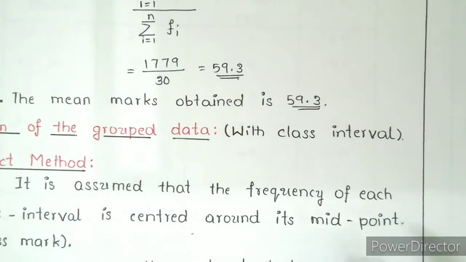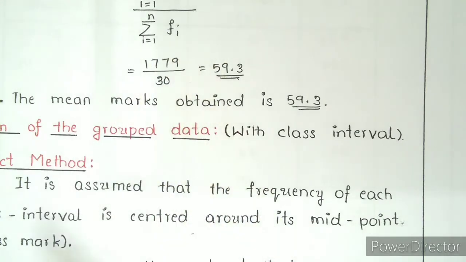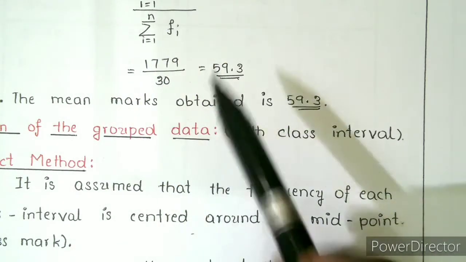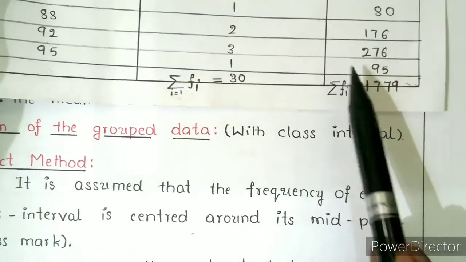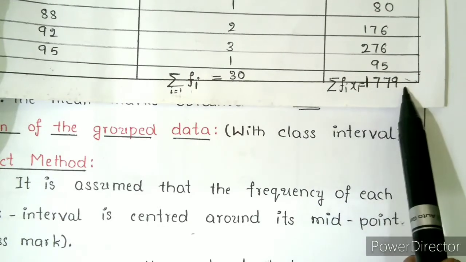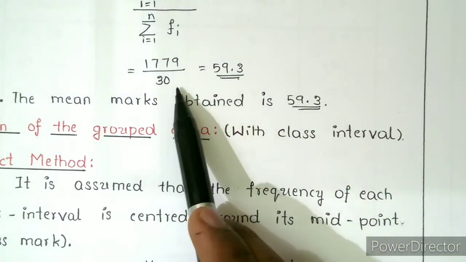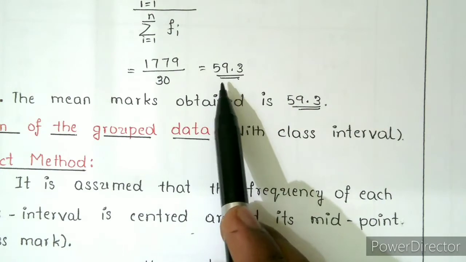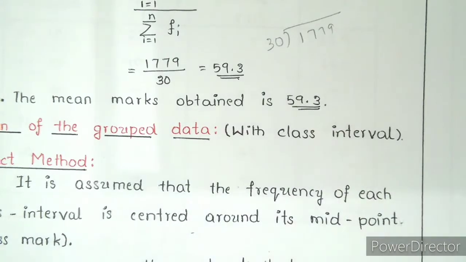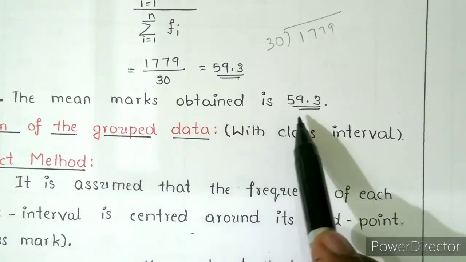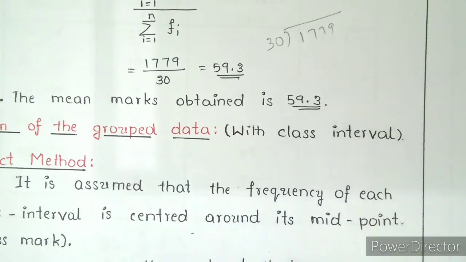The formula you have: mean x bar equal to summation i equal to 1 to n fi xi divided by summation i equal to 1 to n fi. So summation fi xi you got 1779, and summation fi you got 30. So substitute and simplify, you get 59.3. When you divide 1779 by 30 you get 59.3. Therefore the mean marks obtained is 59.3. That means the average marks obtained by all the students is 59.3.